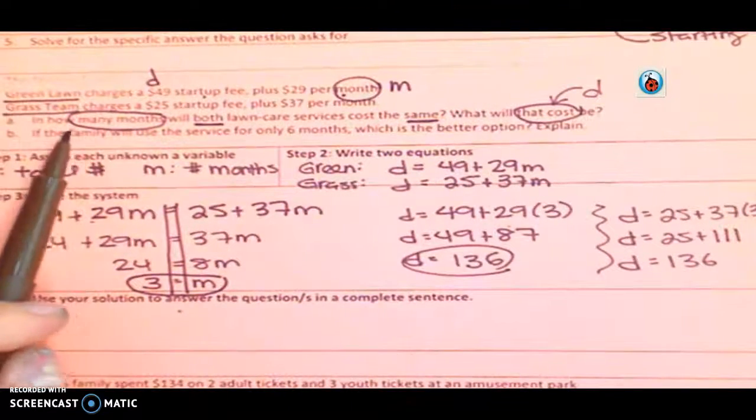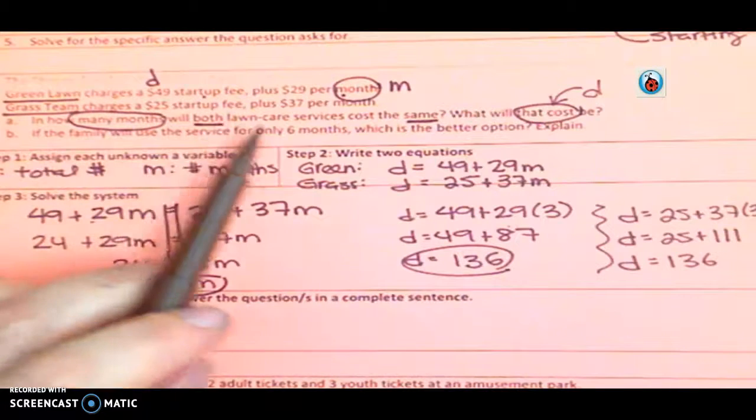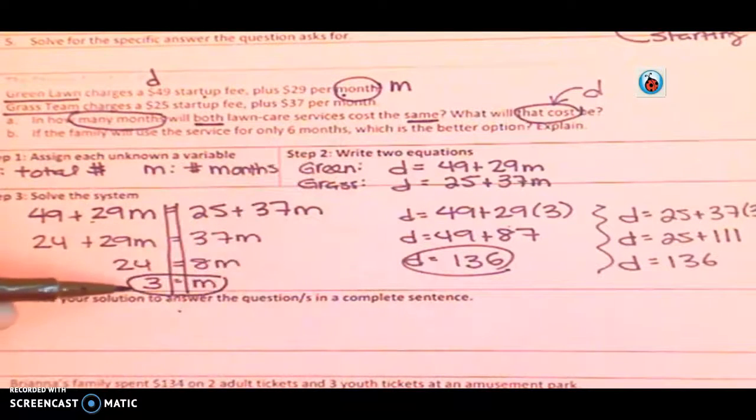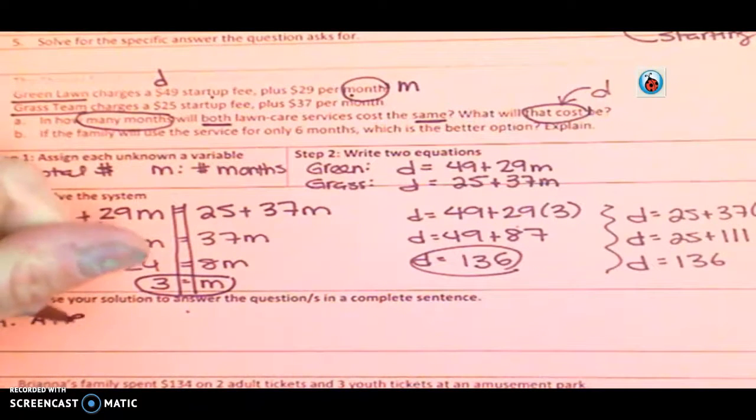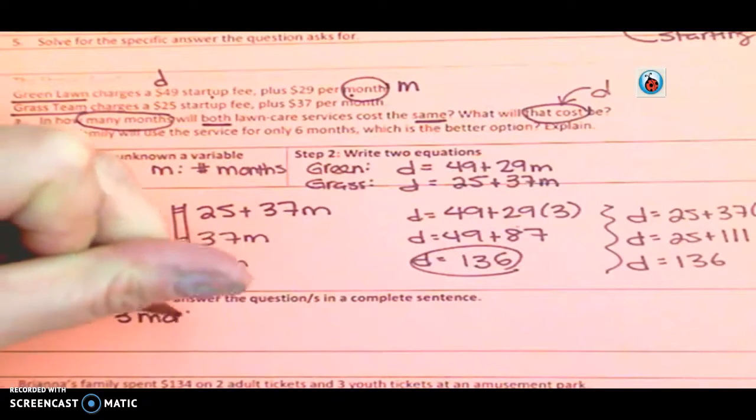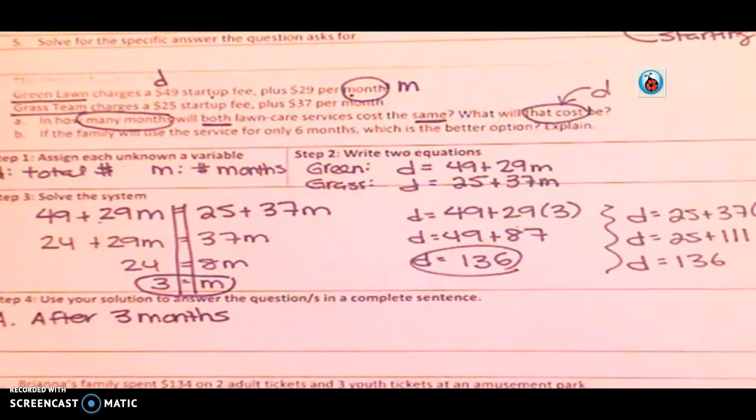So I need to go back. In how many months will both lawn care services cost the same? Well, that's my M value. So for part A, after 3 months, they'll be the same.